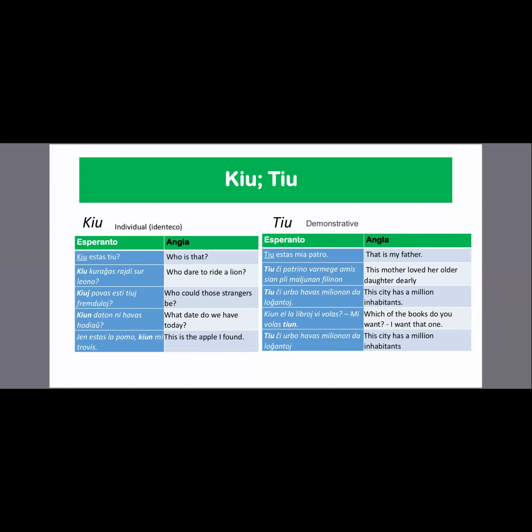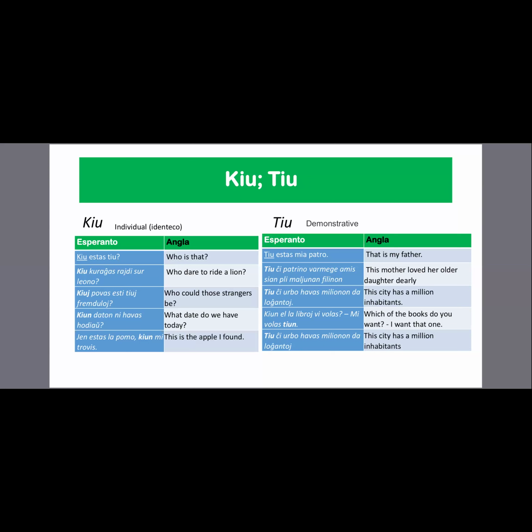"Kiu kuraĝas rajdi sur leono?" I know that it is a very hard sentence, but we also need to learn it. Who dares to ride a lion? I saw a picture of Walima kissing, maybe he was just touching a lion. Maybe she's a strong person, maybe we have someone in this class who can touch a lion. So, "Kiu kuraĝas rajdi sur leono?" Who dares to ride the lion? Maybe they want to know the person. It might be me, it might be you, it might be someone. The answer: me. "Mi kuraĝas rajdi sur leono." Or any other name, you can use that.